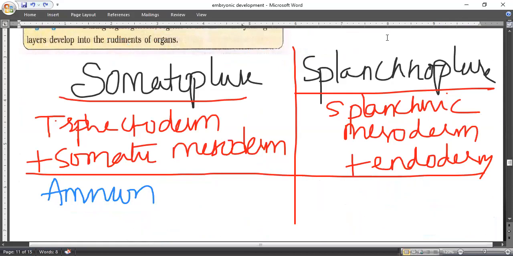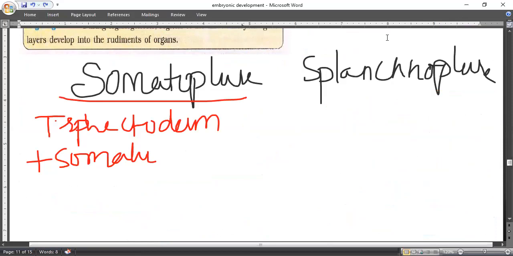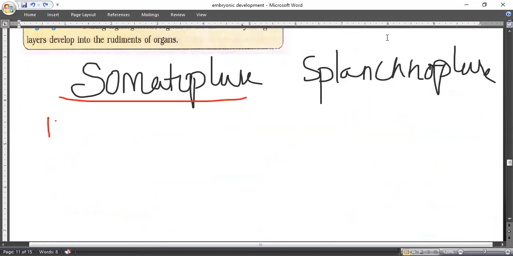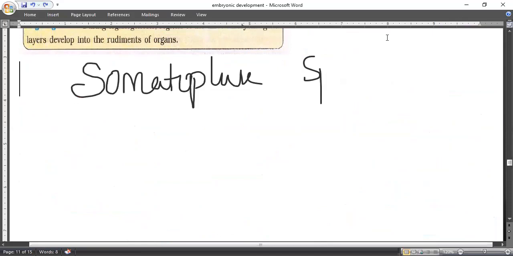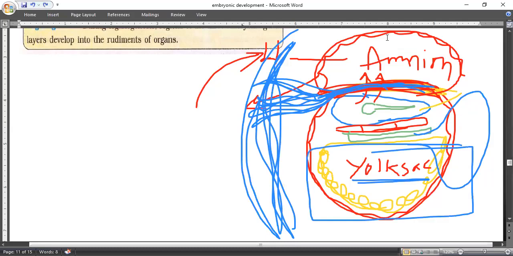In the earlier diagram, we can see some of the issues with the available information we have learned so far. In the diagram, this is the yolk sac. What I am saying here is that these are the extra embryonic membranes. Then this is the allantois.